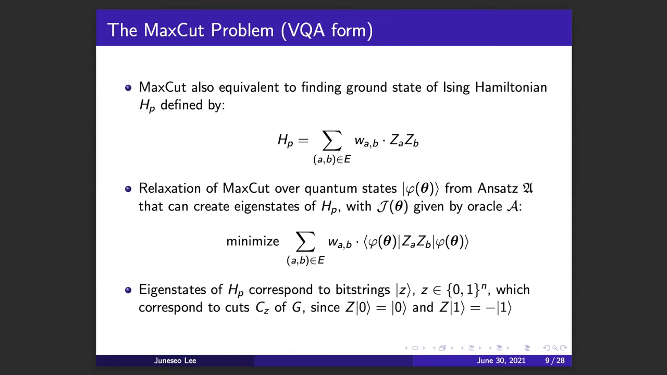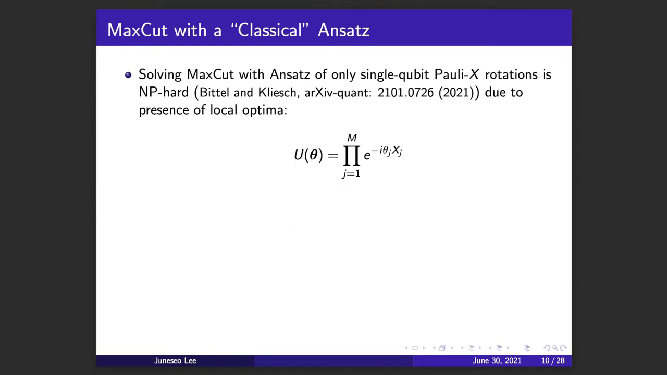Now, given this setting of solving MaxCut using a parameterized quantum circuit, it was recently shown, actually I think earlier this year, that if you have an ansatz consisting only of the single qubit Pauli excitations, solving the MaxCut problem using this circuit is NP-hard, with the reason being the presence of local optima in the optimization landscape.